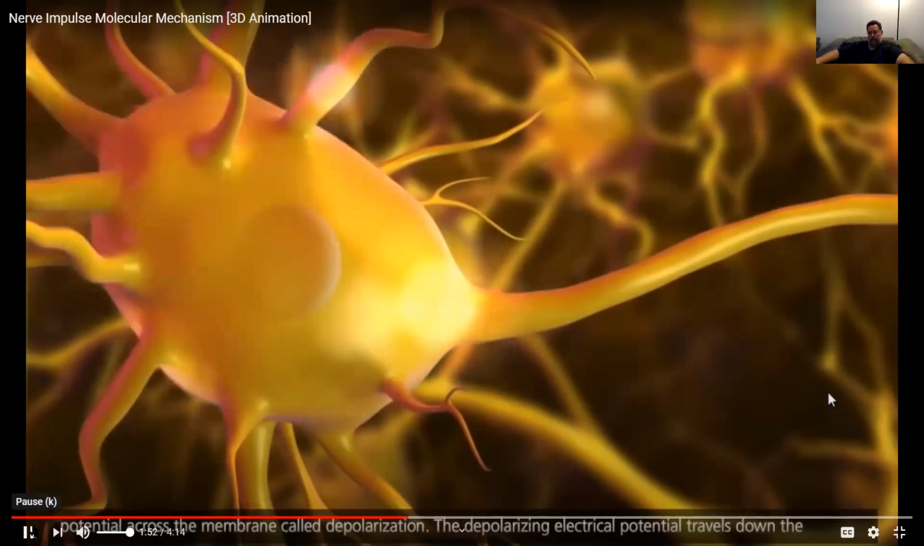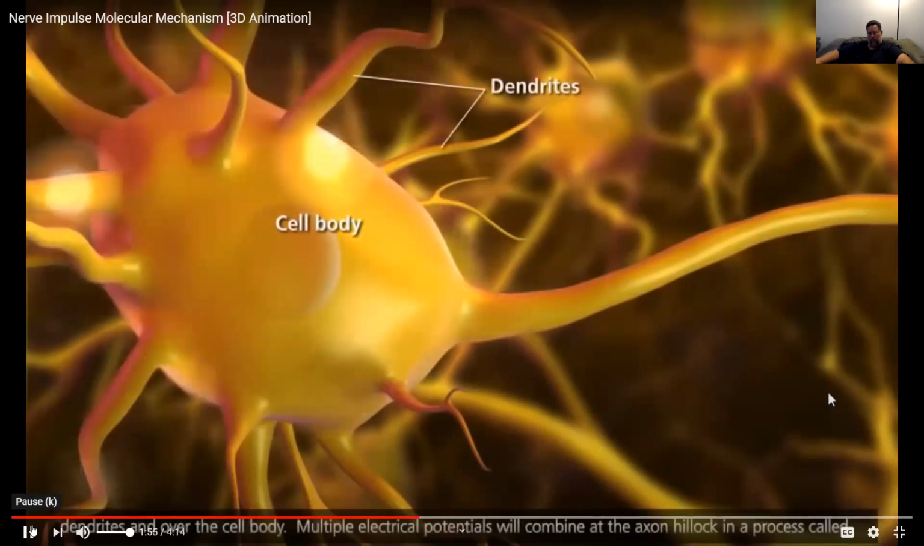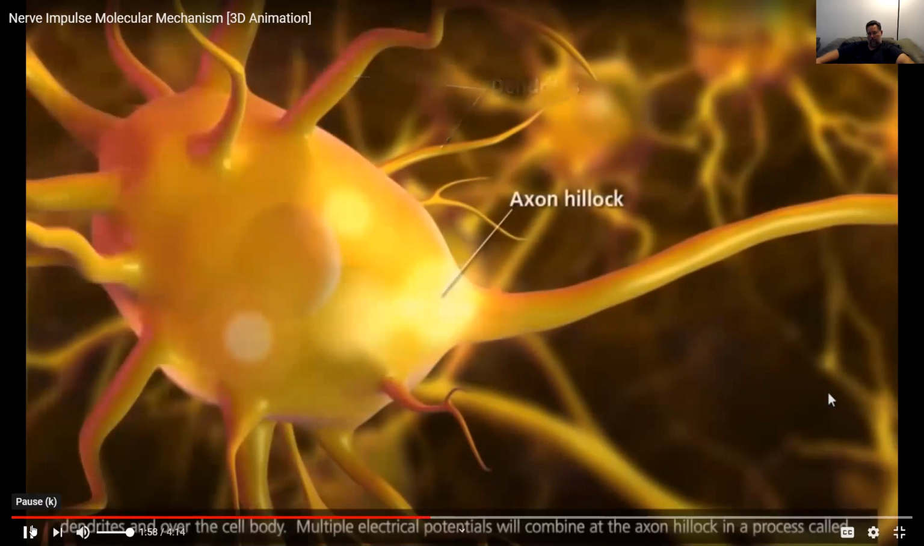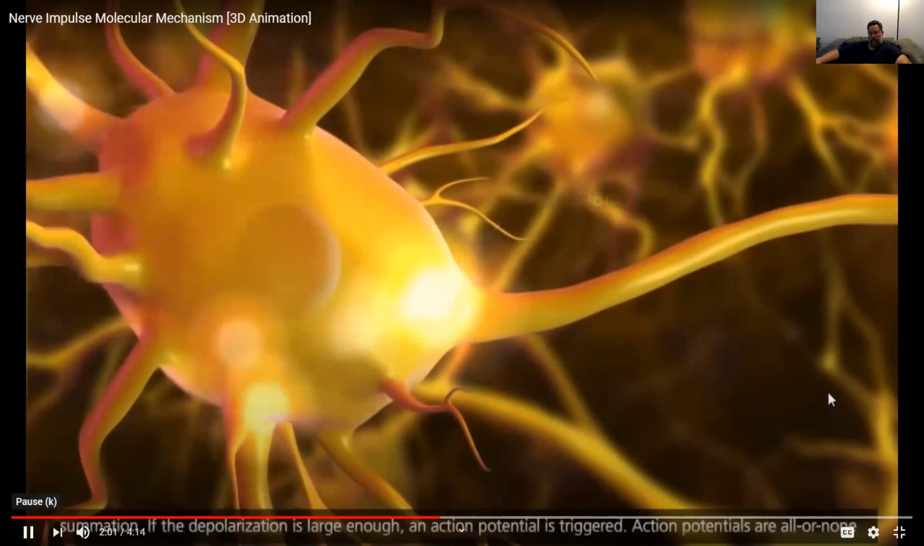Depolarizing electrical potential travels down the dendrites and over the cell body. Multiple electrical potentials will combine at the axon hillock. So when these charges come together, if they reach that threshold of around -50 or -55 millivolts, that will trigger the action potential to travel down the rest of the neuron, in a process called summation. Summation just means it's adding up. And if it adds up to be -55 millivolts, the rest of the voltage gated channels will open, and then we'll have an action potential, which is an all or nothing event at that point, to travel down the rest of the axon. If the depolarization is large enough, an action potential is triggered.